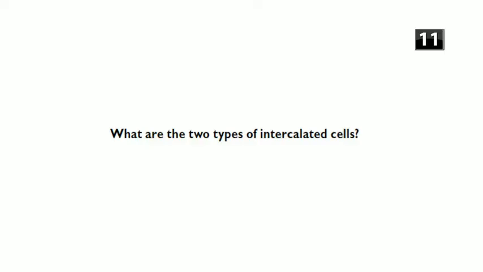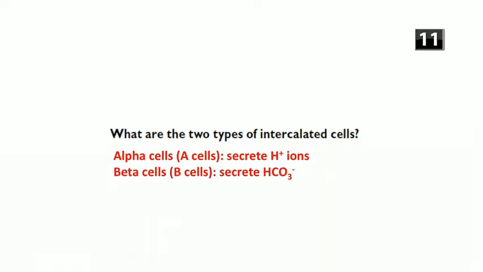So number 11 asks, what are the 2 types of intercalated cells? So intercalated cells come in 2 flavors. You have the alpha cells, or A cells, which secrete hydrogen ions, and you have the beta cells, or B cells, and those secrete bicarb. So you can remember B for bicarb or B for base. So some intercalated cells secrete hydrogen, other intercalated cells secrete bicarb. Then we have diagrams of a principal cell and an intercalated cell in your study guide. So we're going to look at the principal cell in just a second, but first I want you to take a look at the intercalated cell.